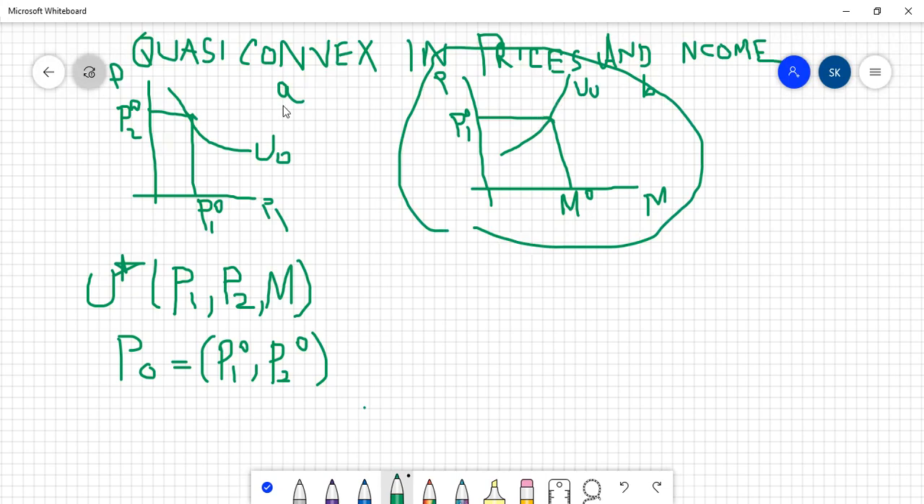So therefore, this is also a convex curve. This is also a convex curve. Both the curves are convex, but their positions are changed. This is convex to the origin, and this one is not convex to the origin. Therefore, the worse sets are different. For the first figure, the worse set lies to the northeast of P naught, and over here the worse set lies to the northwest of P naught. I hope it is clear.